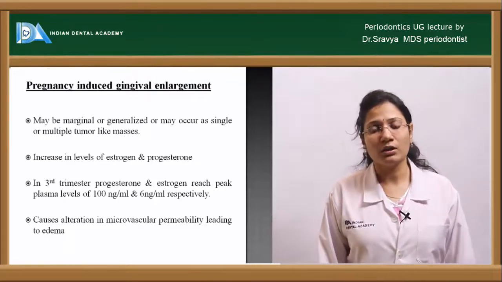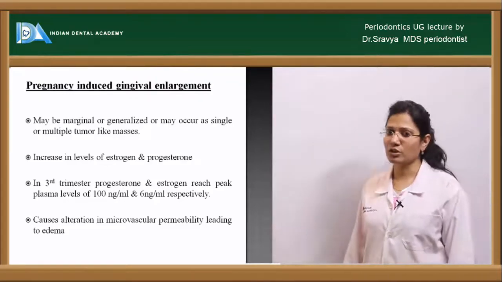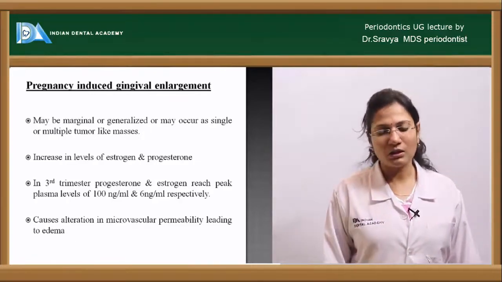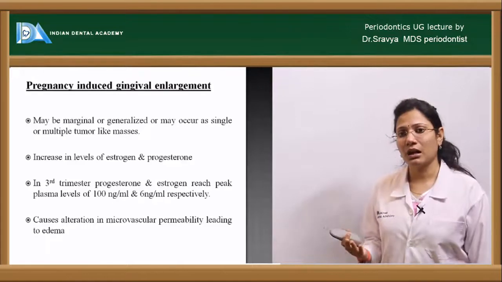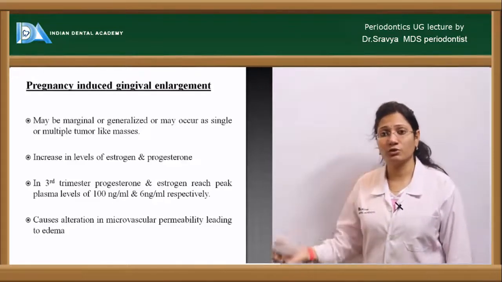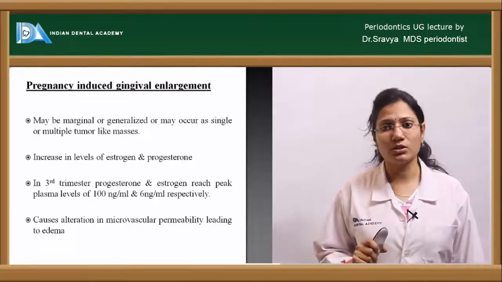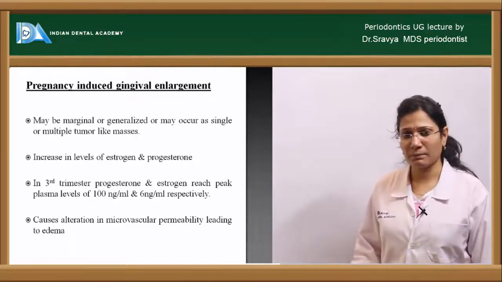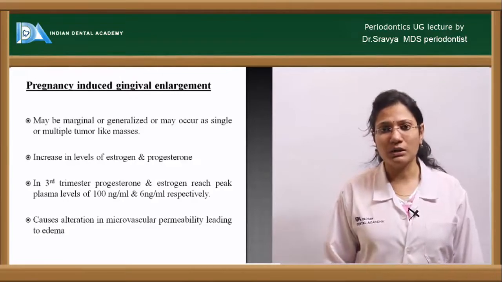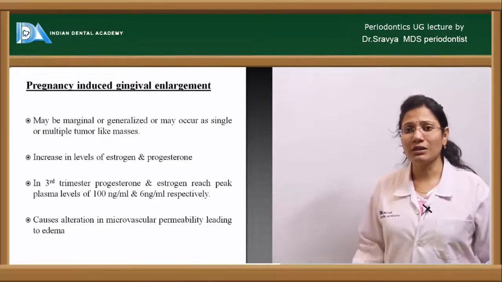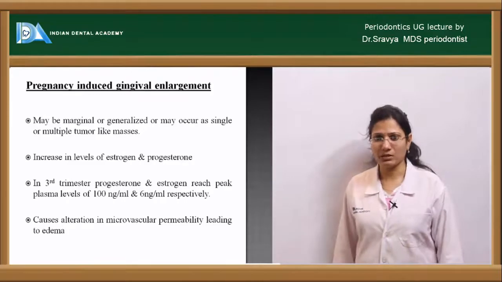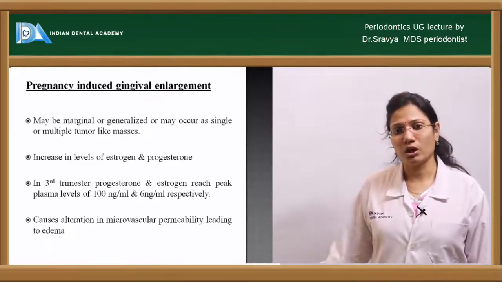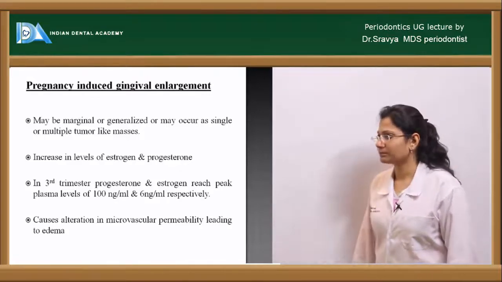pregnancy-induced gingival enlargement mainly occurs because of excessive amounts of two hormones, estrogen and progesterone, within the body during pregnancy. During pregnancy these two hormones attain a peak level of probably 4 to 5 times greater than the normal levels present in a non-pregnant woman. Now, these hormones have the capacity to increase vascular permeability and cause release of lots of inflammatory mediators, and therefore they can be associated with lots of gingival enlargement.